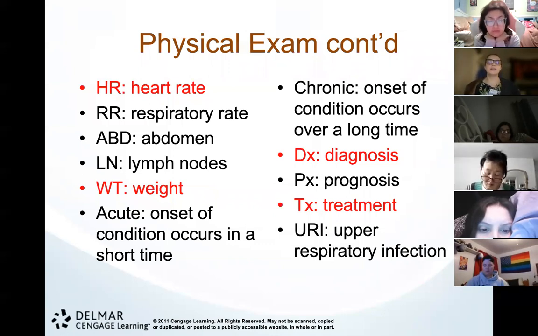TX is treatment, and URI is talking about upper respiratory infections, which are really common in cats, especially feral cats or shelter kitty cats. This is related to FVRCP, which is one of the core feline vaccines that we vaccinate them for. Feline viral rhinotracheitis is a URI, which is upper respiratory infection.